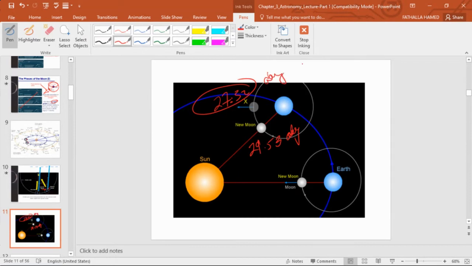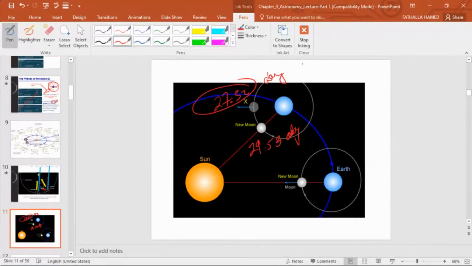So from new moon to new moon, it's 29.53 days, but completing an orbit takes 27.32 days. And that's how the Moon basically orbits the Earth.